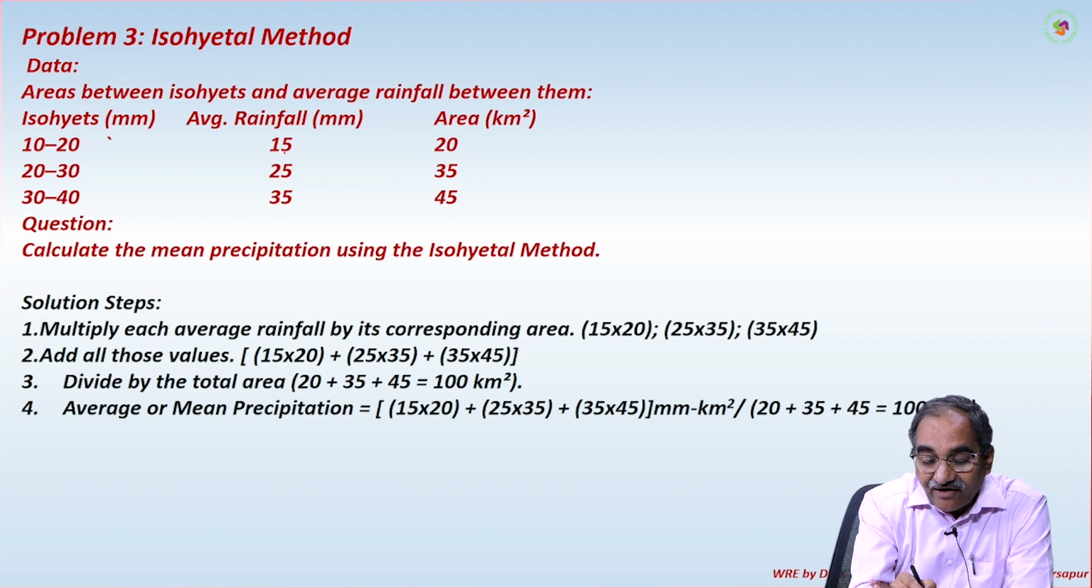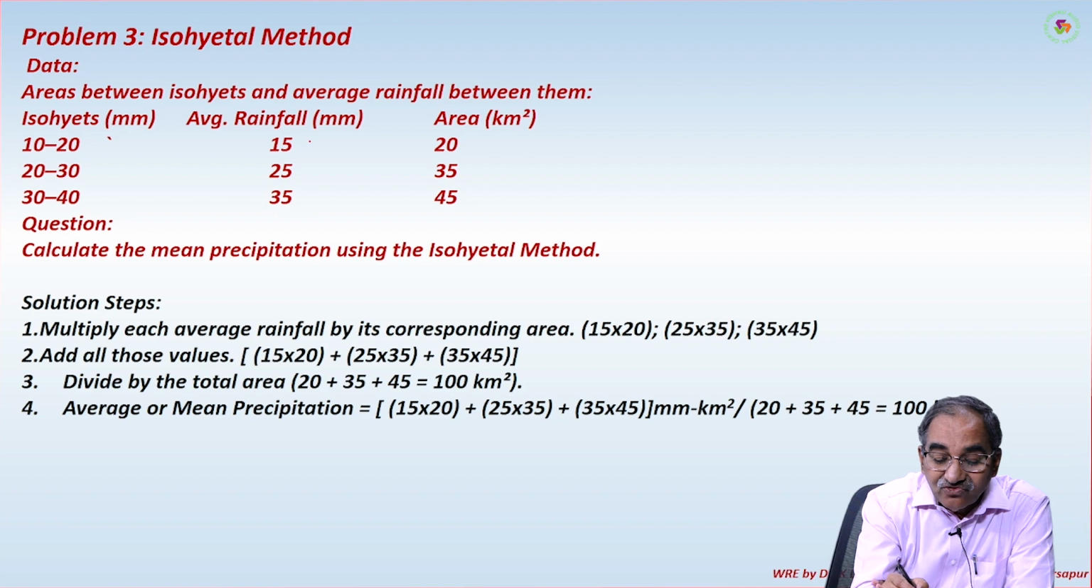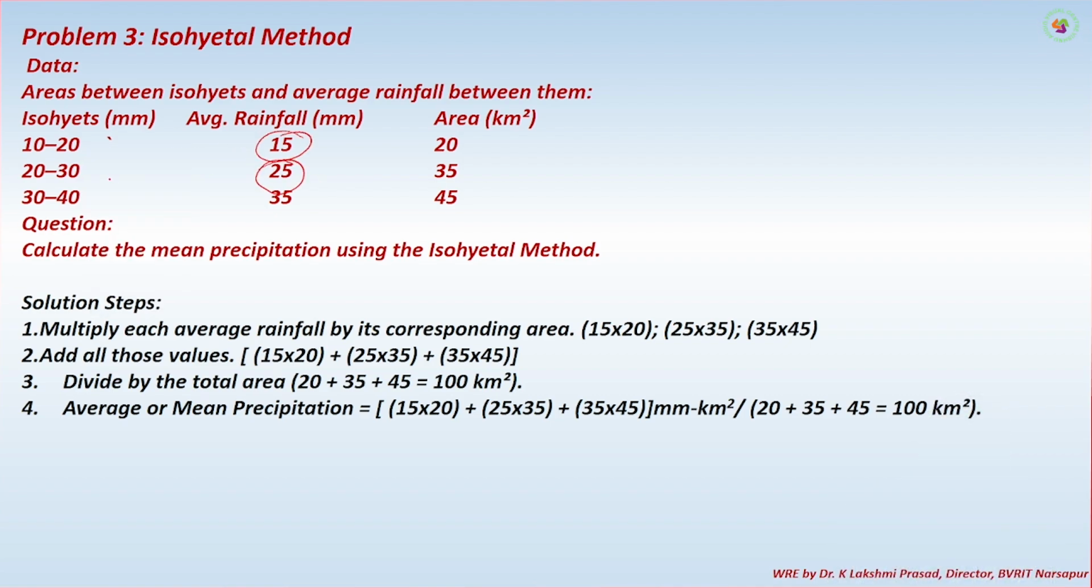Multiply the average into this, because how did you get this? This is nothing but the average of this. How did you get this? This is nothing but the average of this. And how did you get this? This is the average of this.